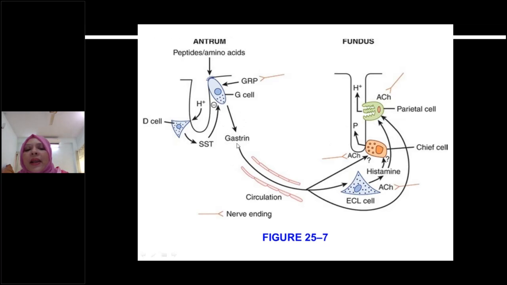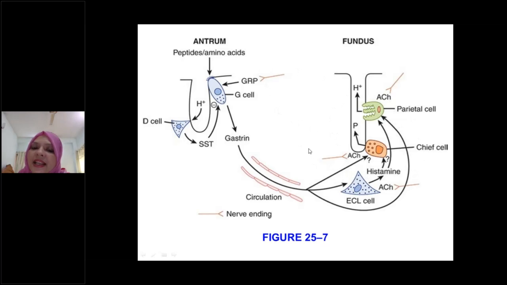Now see here, nerve ending secretes acetylcholine. This acetylcholine stimulates gastric parietal cell to secrete hydrochloric acid. Also acetylcholine stimulates ECL, that is enterochromaffin like cell, to secrete histamine. Also acetylcholine stimulates chief cell to secrete pepsinogen. These are the stimulators for gastric secretion.